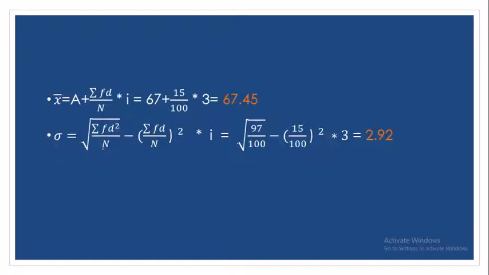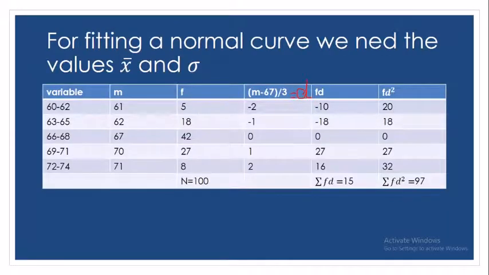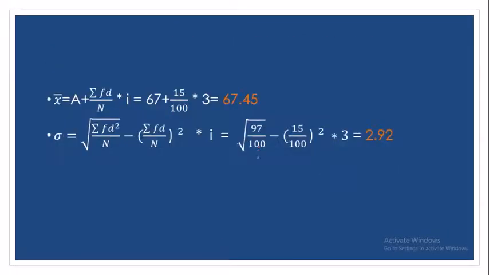Now you have to find the standard deviation, that is sigma, which is the root of summation FD square divided by n minus summation FD by n, the whole square. So this root is for both these terms. And you have to multiply this by i, the width of the class. Now that is equal to the root of summation FD square, which you have also found over here. It is 97. So 97 divided by 100 minus 15 divided by 100 the whole square, into 3, which is equal to 2.92.